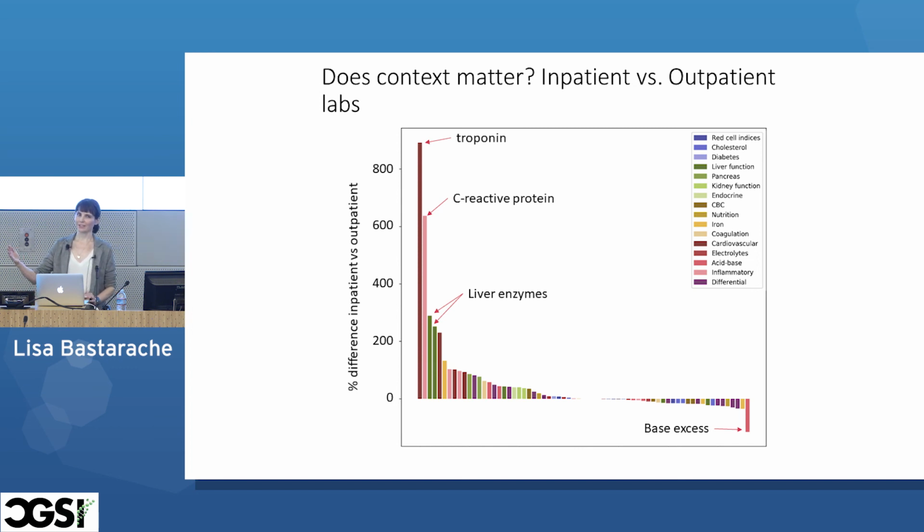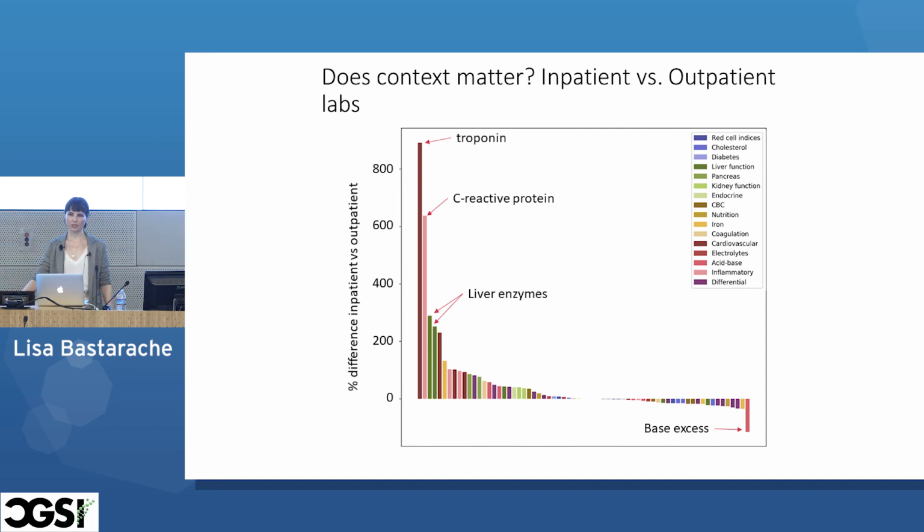Anybody have a guess why that is? Anybody know what troponin measures? Yeah, they're having heart attacks. So I don't know why people are getting troponin measured on the outpatient side. It might be on a panel, but it's normal. When they're coming into the emergency room and they get admitted because they have chest pain, a lot of them are having a heart attack. So anyways, the context of these labs really matters.